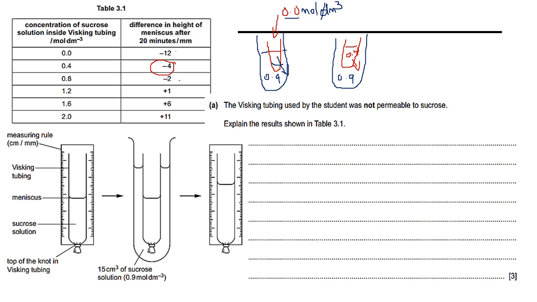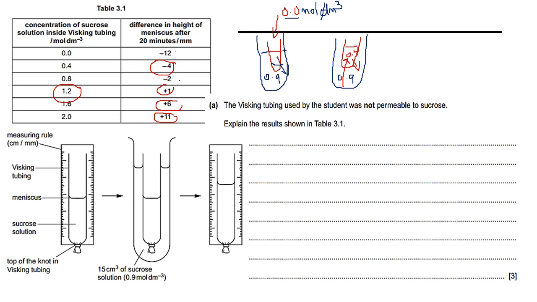And the same thing goes on. But the moment you increase the concentration past what is in the test tube, water will move from the test tube into the Viscount tube, and so that's why you start to see an increase in height instead. So I hope that explains it. I think I've just answered this question.